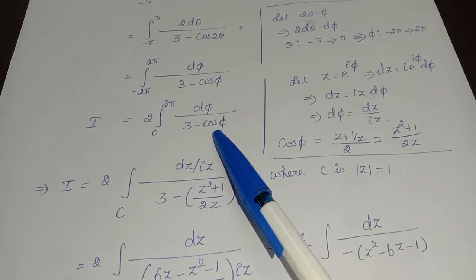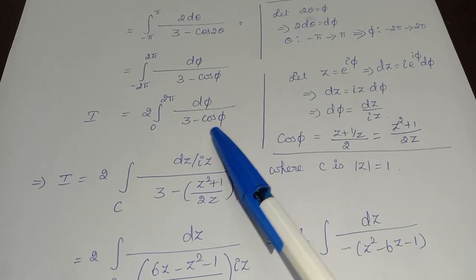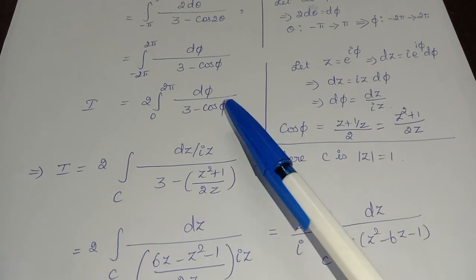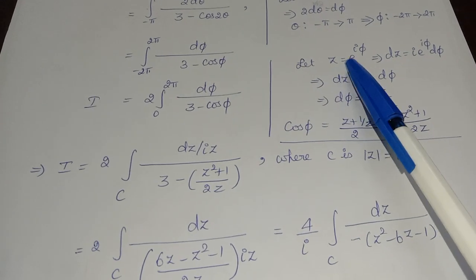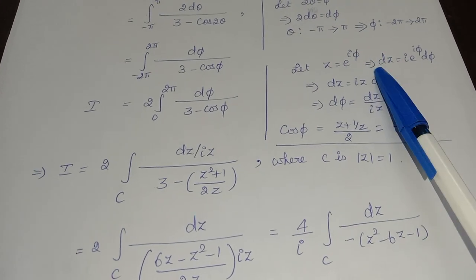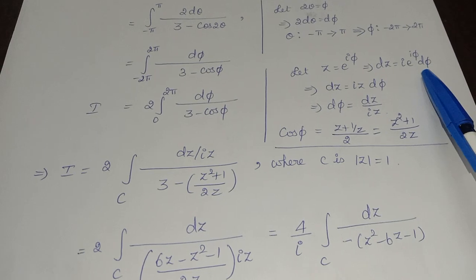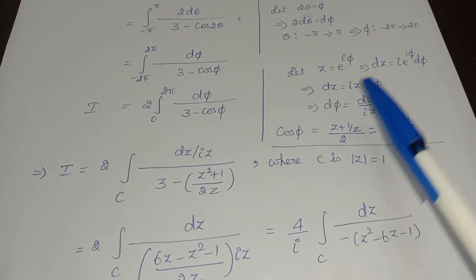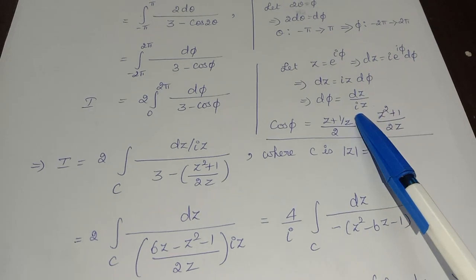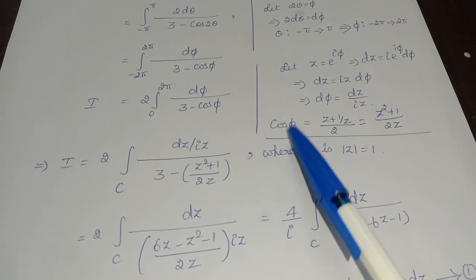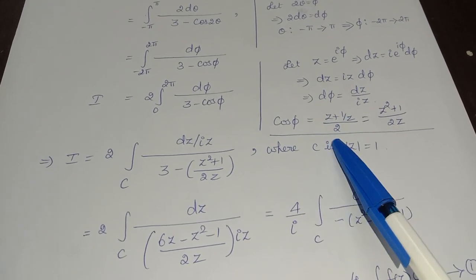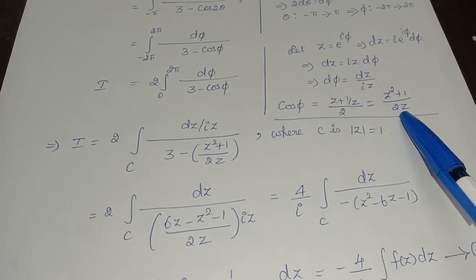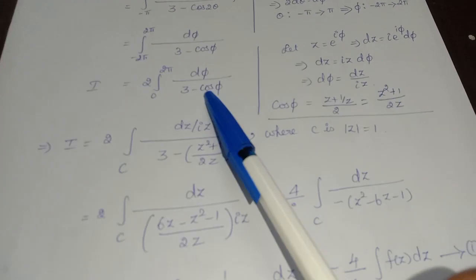Now let us make the substitution. What is the usual substitution we have to take? z = e^{iφ}, here it is φ, not θ. So what is dz? dz = i e^{iφ} dφ. That means dz = iz dφ, or dφ = dz/(iz). And for cos φ, I can write (z + 1/z)/2, or (z² + 1)/(2z). So let us substitute all these values here.